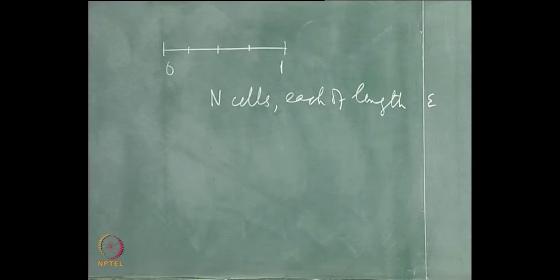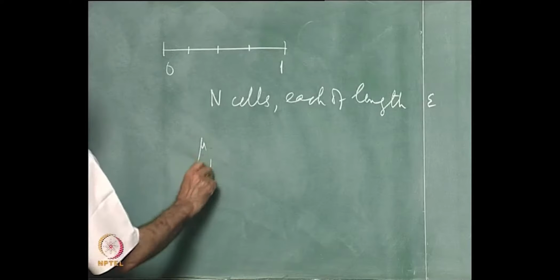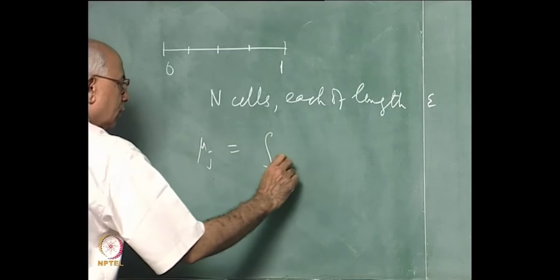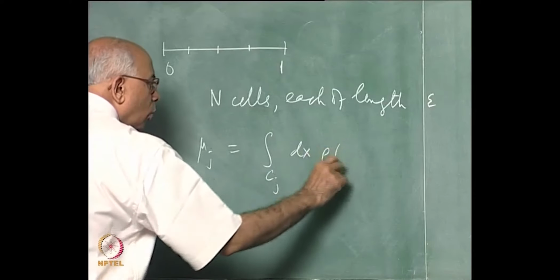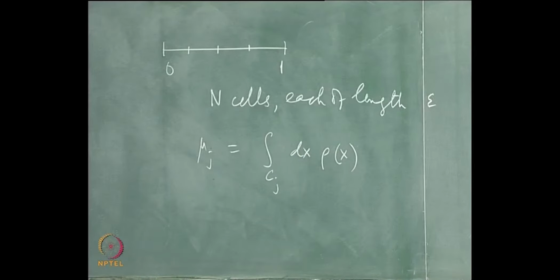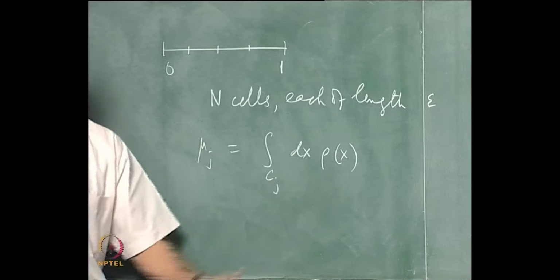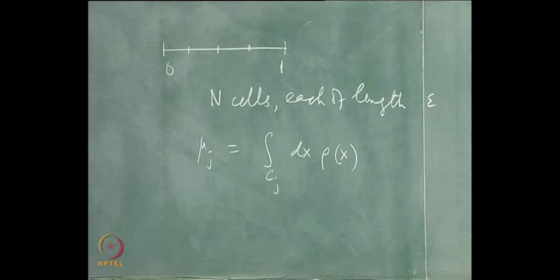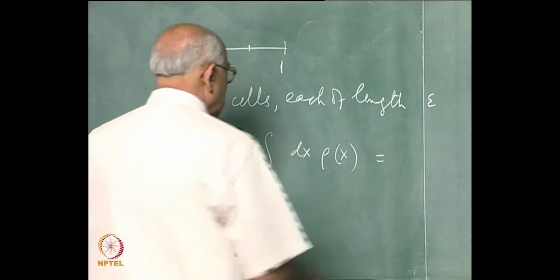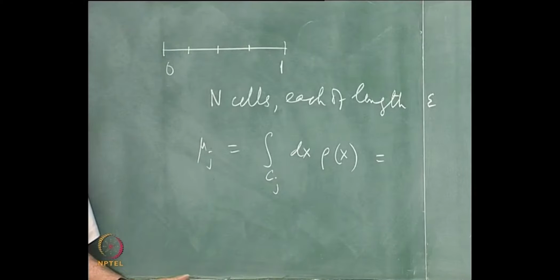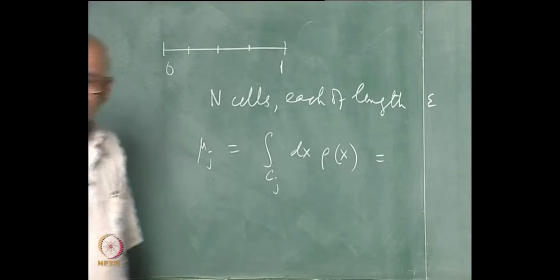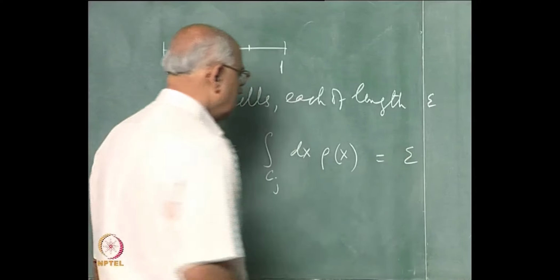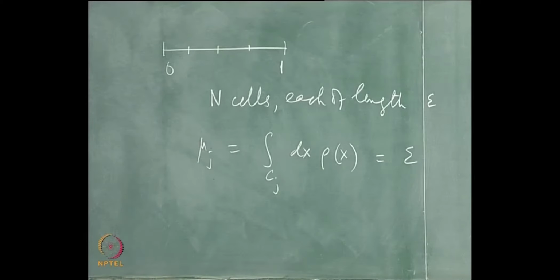What is the invariant measure for the Bernoulli shift? It is a constant, and therefore what is mu j? Every mu j is exactly the same. This is equal to an integral over Cj dx rho invariant of x. That is the natural invariant measure for each cell, but rho of x is 1 for the Bernoulli shift or the tent map at fully developed chaos, and therefore this is simply equal to the length of this cell and nothing more than that. And what is that equal to? Just epsilon. Each of these is epsilon, nothing more than that.